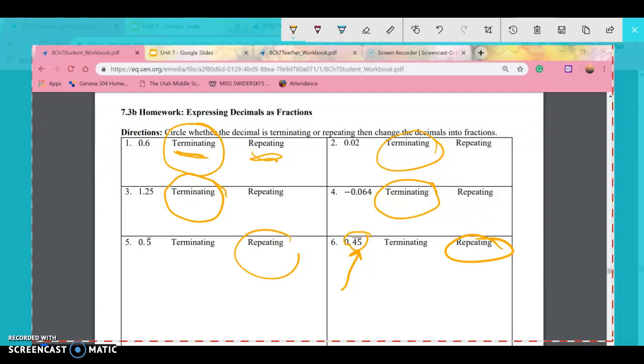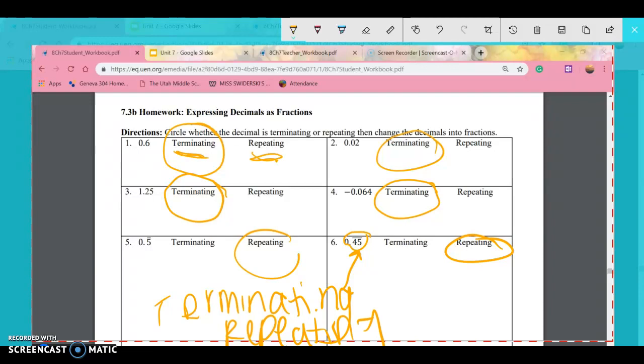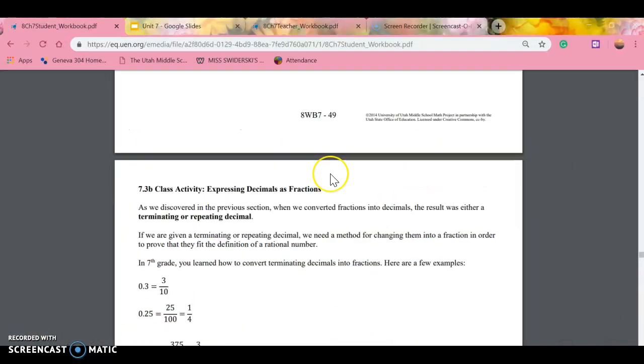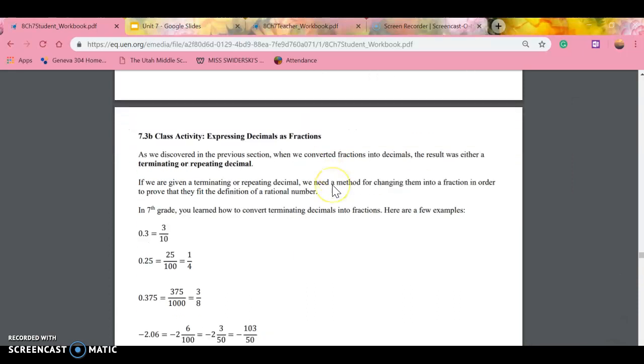So go ahead and copy those down for me and come up with your own definition for terminating and repeating. All right, and we're going to go over a few more things.